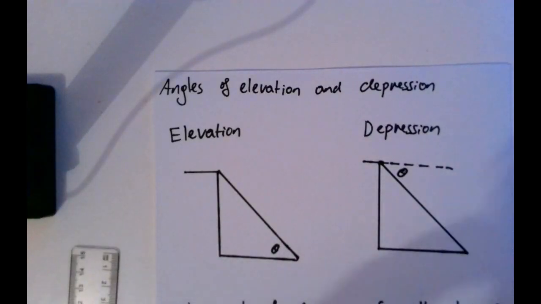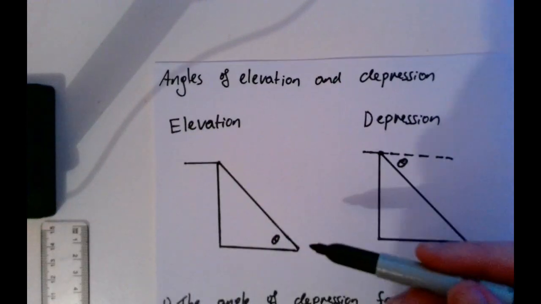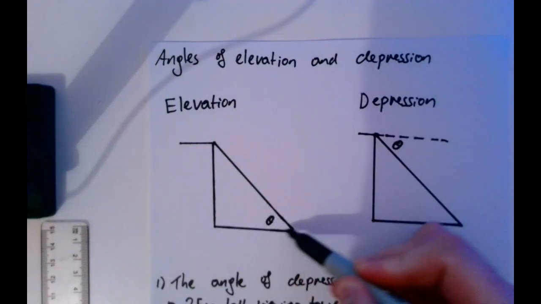So we are going to continue on with this whole idea of using SOHCAHTOA and right angle trigonometry to now solve some visual and worded problems, and that brings us on to angles of elevation and depression. Angles of elevation and depression are just terminology that we use in trigonometry to describe angles going up and angles going down.